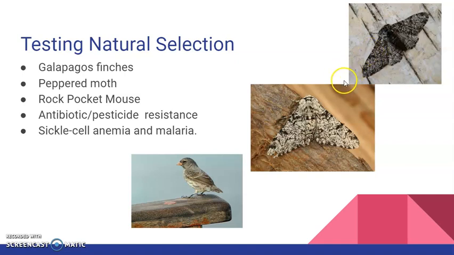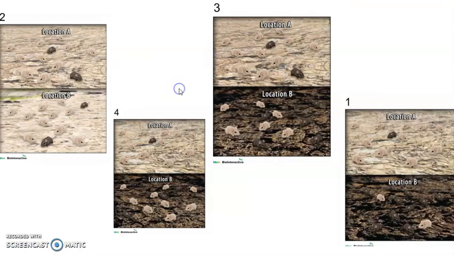But then during the Industrial Revolution, England burned a lot of coal, and the trees turned darker. All of a sudden, now the selection pressure changed. Now the dark ones have an advantage because they're going to be camouflaged. The light ones get eaten. So the population shifted to more black ones. All right, a similar thing happened to the rock pocket mouse, which I'm going to show you in a minute. And then I'll talk about antibiotic resistance.